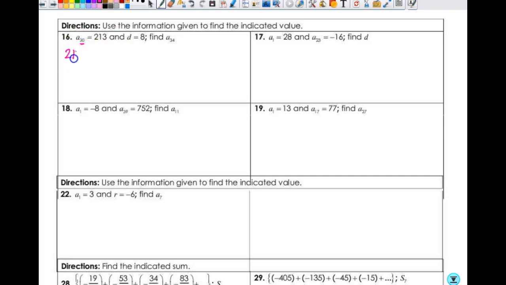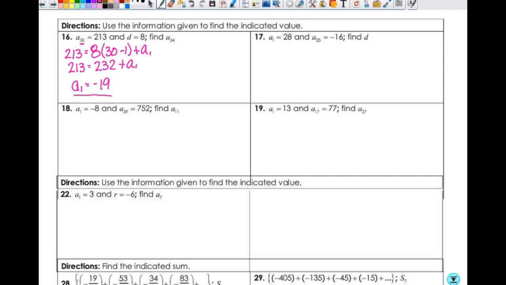So A30 is 213. That's equal to A1, which I don't know. Oh, no, that is not what comes first. Why do I do that every time? It equals D, which is 8, times n minus 1, well, your n is going to be 30 right now, so it's 30 minus 1 plus A1, which is what I'm looking for. Okay? So 30 minus 1 is 29, so 213 is equal to 29 times 8, which is 232, plus A1. Then I subtract 232 from both sides, and I get that A1 is equal to negative 19.